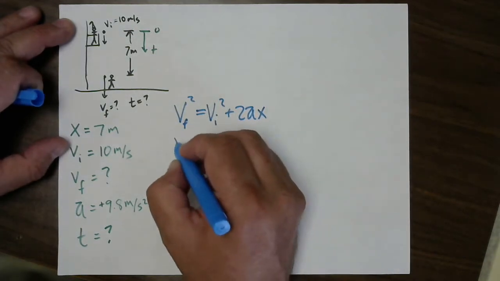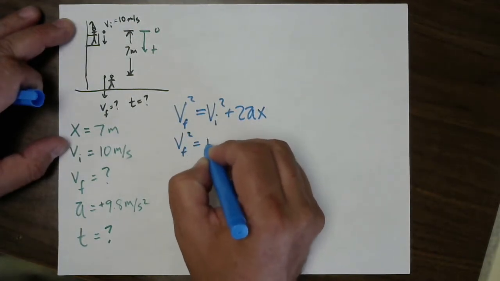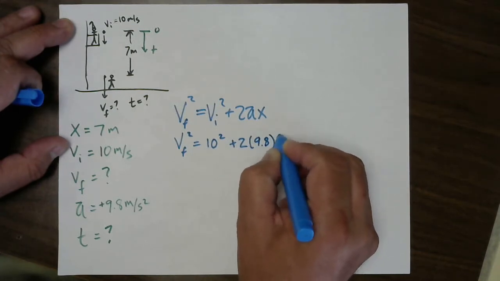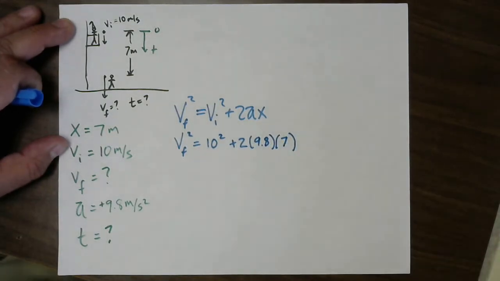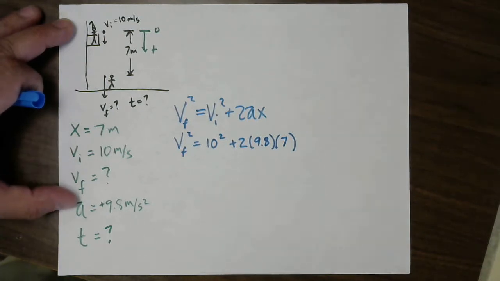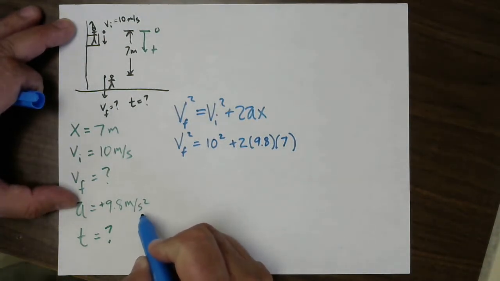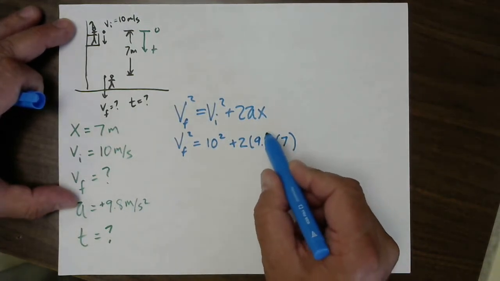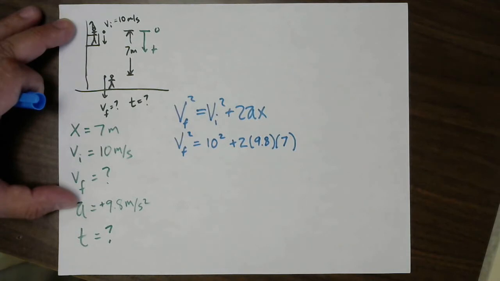So let's pop these numbers in. VF squared equals 10 squared plus 2 times 9.8 times 7. 9.8 meters per second squared is always squared. It's always in the units of meters per second squared. The 9.8 is not being squared in the equation, however.